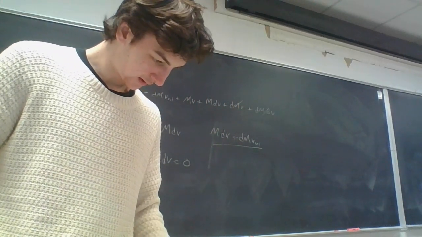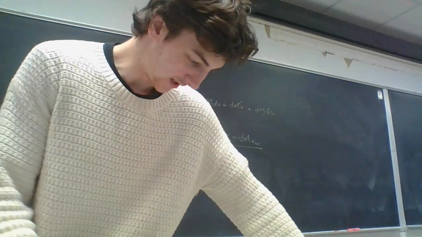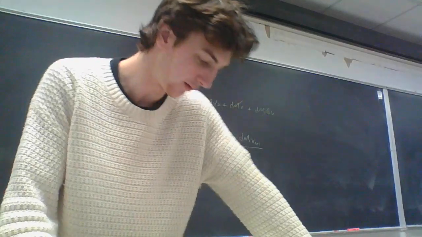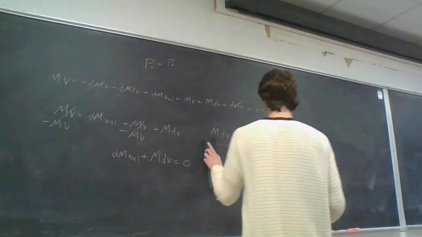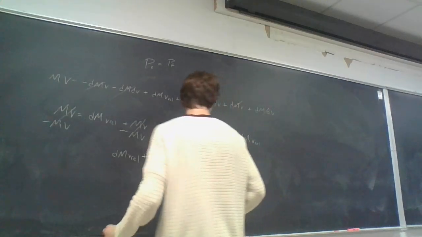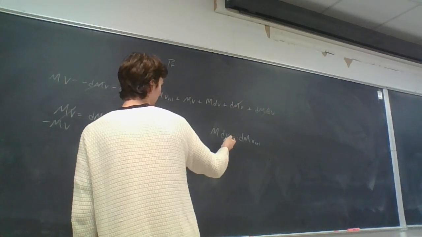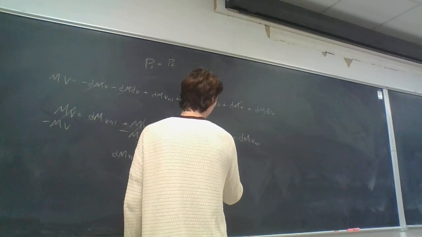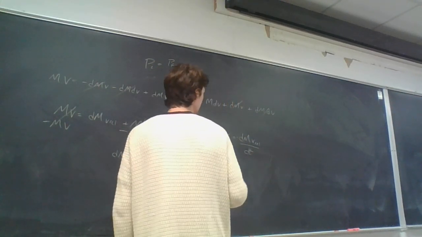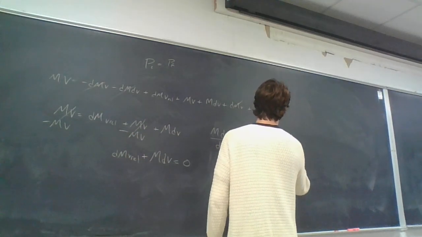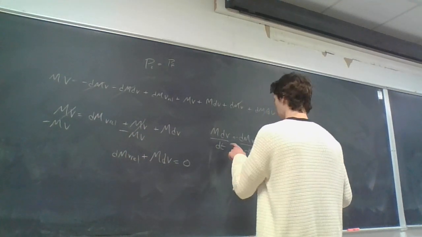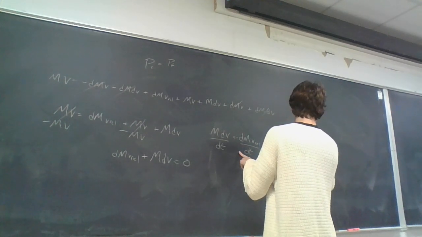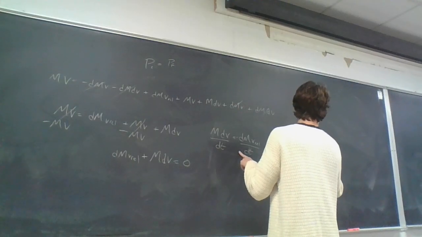Now we're going to divide both sides by dt, and that makes sense because we want to vary this with time. Right now we just have the infinitesimal change of velocity and infinitesimal change of mass. As soon as we divide by dt, now we have some rates of change. So now we have M dv/dt equal to minus dm/dt v relative.